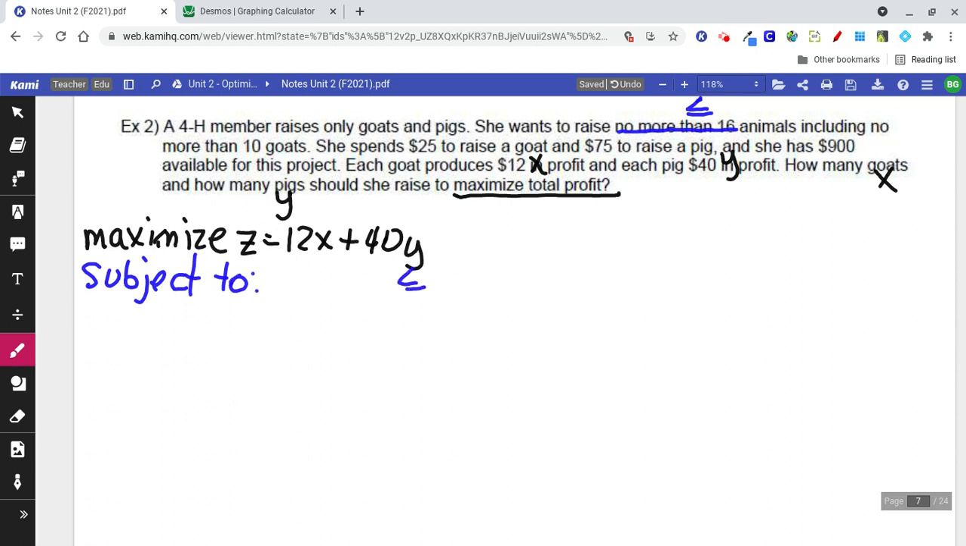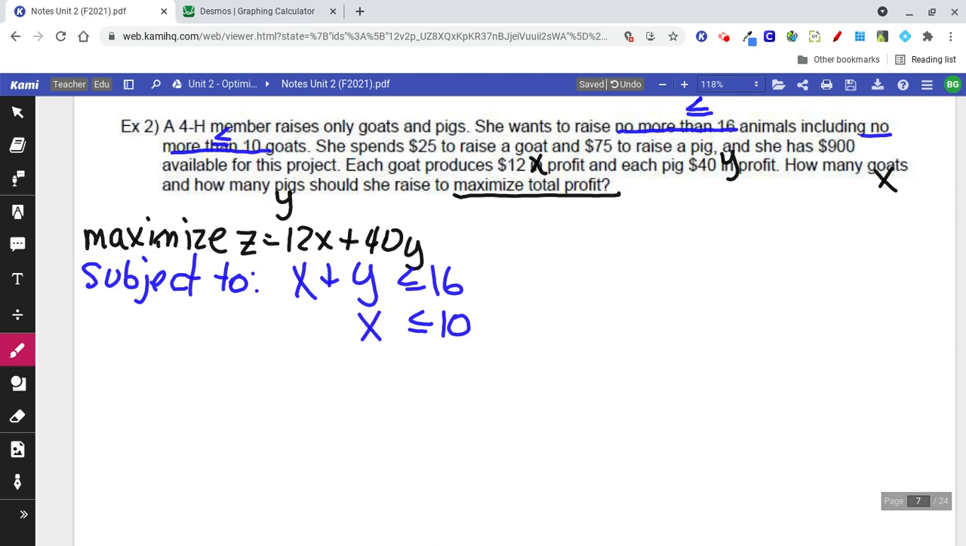I know something is going to be less than or equal to 16. Well, it's no more than 16 animals, so goats plus pigs has to be less than or equal to 16. No more than 10 goats, so that's another less than or equal to 10, but this time it's only talking about goats. Goats was X, so I know X is less than or equal to 10.